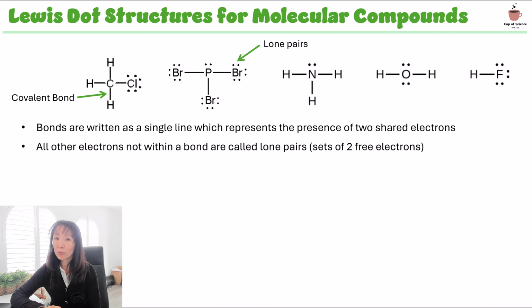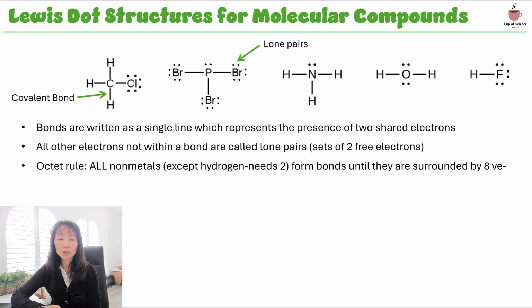Now, why are they arranged in such a way? If you see, here's carbon. There are these four lines around it. This chlorine has these 6 dots around it, and you see hydrogen, there are no dots around it. Now, what are they trying to do? Well, these molecules are trying to fulfill what is the octet rule.